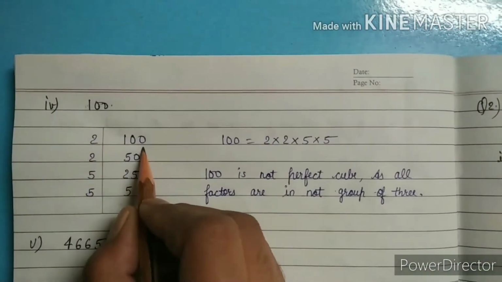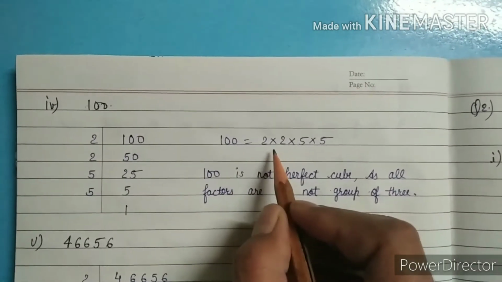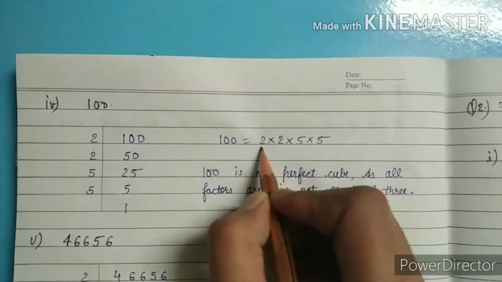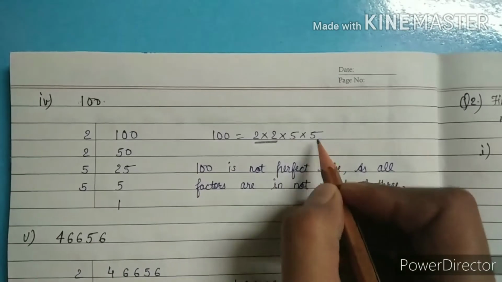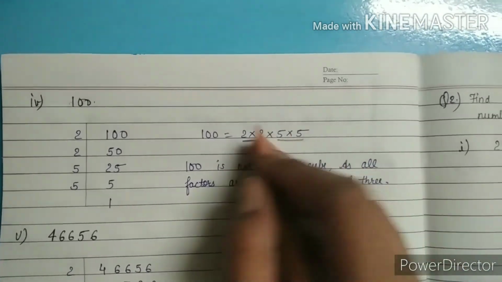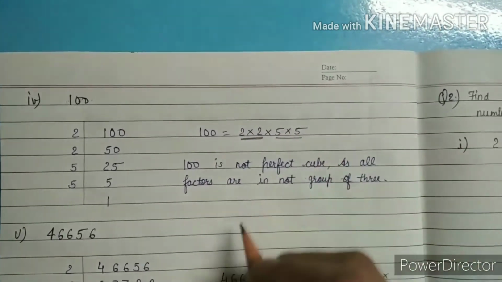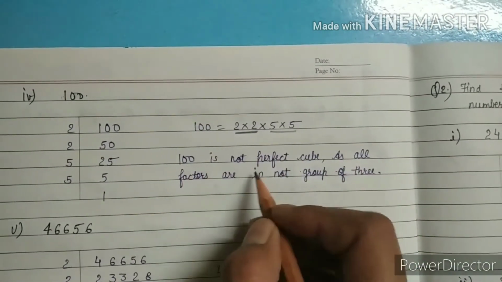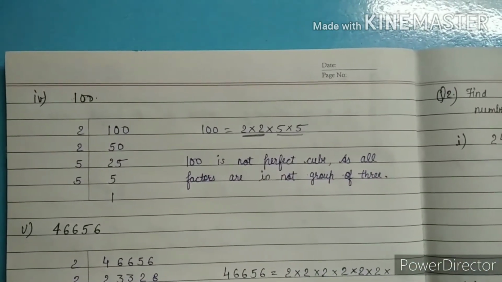Fourth is 100. The factors of 100 are 2 into 2, which means only two 2s, and 5 into 5. Here we don't have all factors in groups of 3. That means 100 is not a perfect cube.